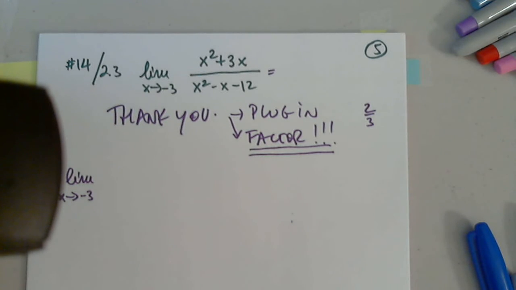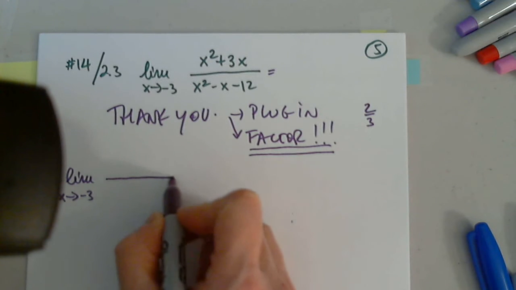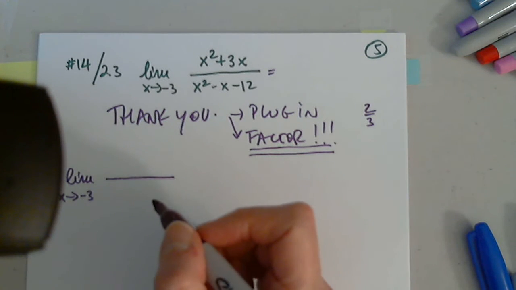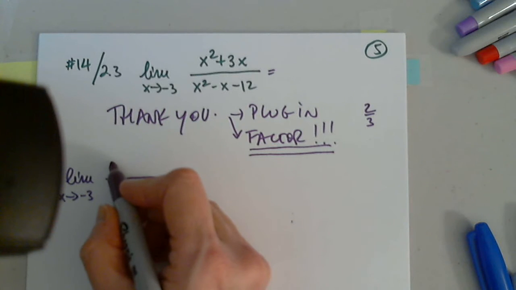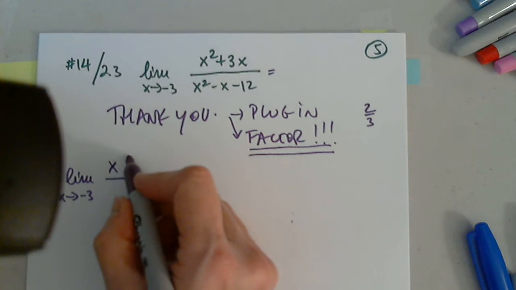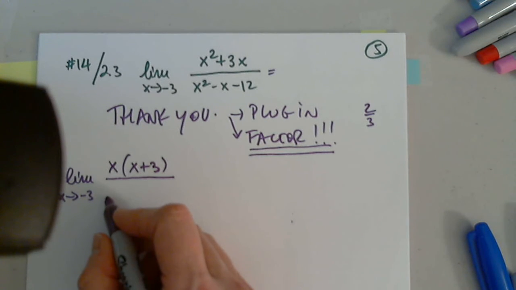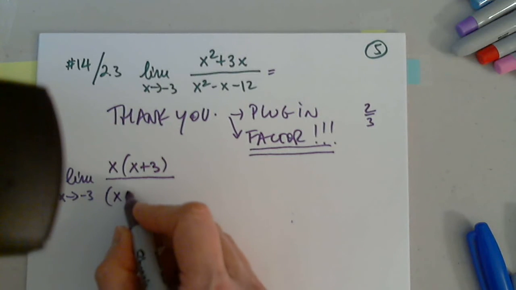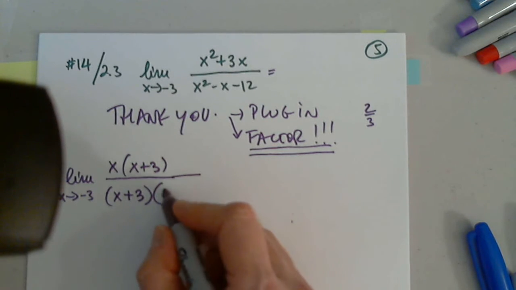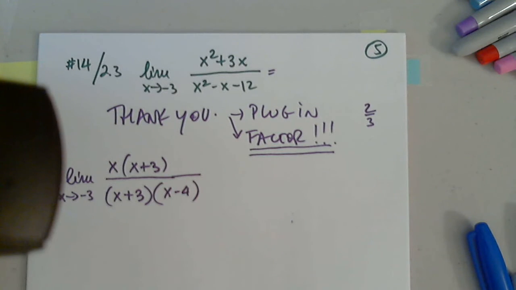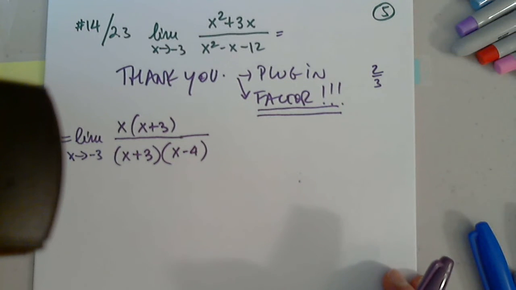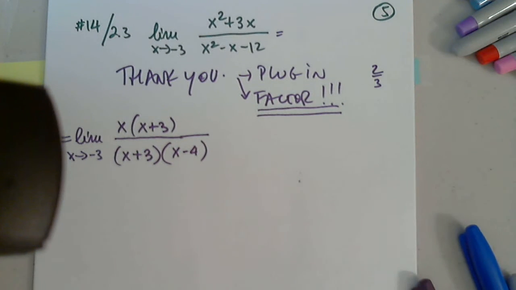Okay, Mark, will you give it a shot for us? Yeah, for the factoring, it's going to be x, and then parenthesis x plus 3. Great job. Yes? And then on the bottom, it's going to be parenthesis x plus 3, parenthesis x minus 4. Yeah. Good. Because it's x squared minus x minus 12.